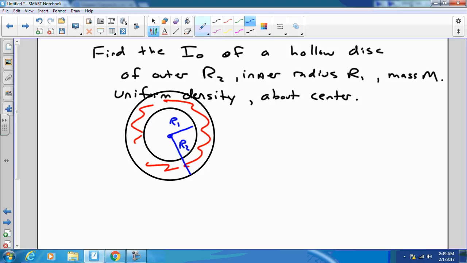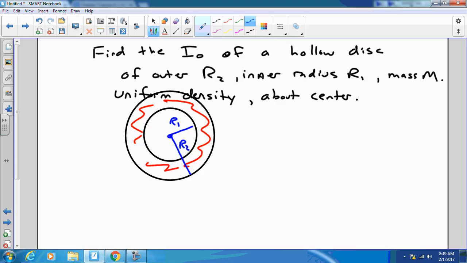Now, if we compare this problem to the disk problem, then you can see that this is going to be very similar. It makes sense that I'm going to use the same integration strategy. I'm going to choose a dm that is a circular shell right here. The difference is, well, there are a couple of differences.